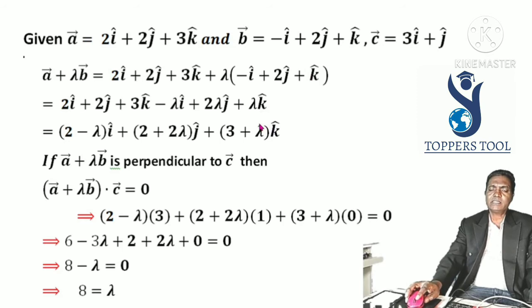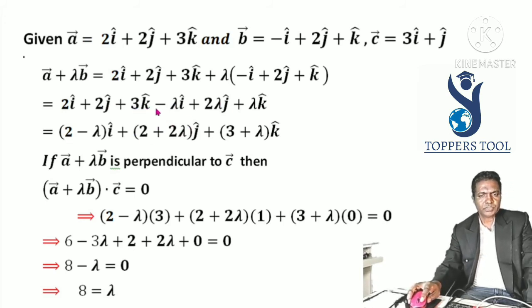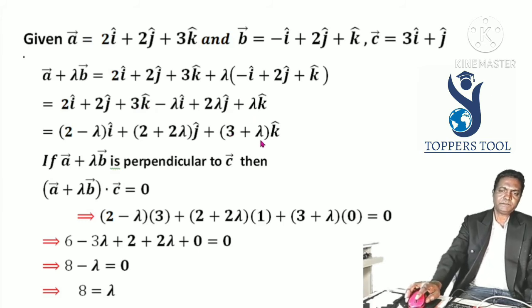Now add similar components. So 2 i cap minus lambda i cap, from these two terms take i cap common. So you will be left with 2 minus lambda. Now from these two terms you take j cap common. So you are left with 2 plus 2 lambda. And from these two terms, 3 k cap and lambda k cap, take k cap common, you are left with 3 plus lambda.